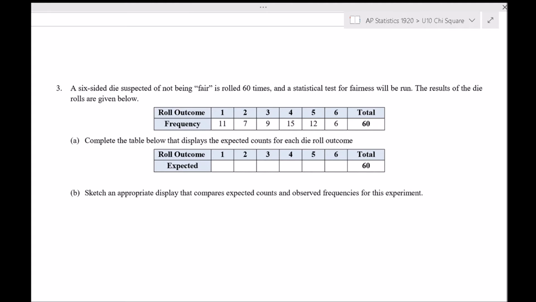So letter A, complete the table below that displays the expected counts for each die roll outcome. So we know what the expected counts are. It's 1/6 out of the total for each category. In this case, total would be 60: 10, 10, 10, 10, 10, and 10. So how would we have done that otherwise? Whatever this proportion is, proportion 1, proportion 2, proportion 3, and so on. And there's 6 of them.